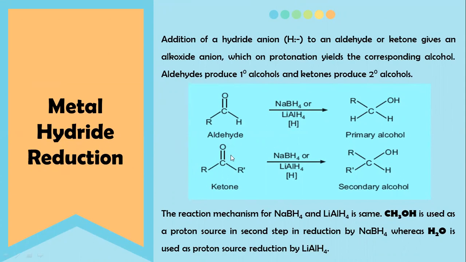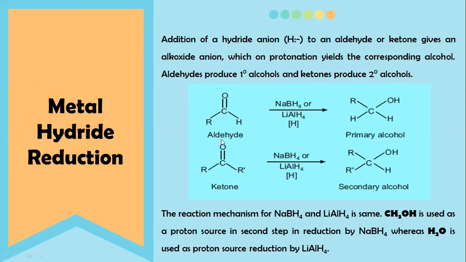So in this reaction, we are observing an aldehyde treated with NaBH4 or lithium aluminium hydride. It is converted into primary alcohol. So the C double bond O group is converted into a C-OH group. Double bond O is converted into single bond OH with the addition of one proton, a hydrogen atom.